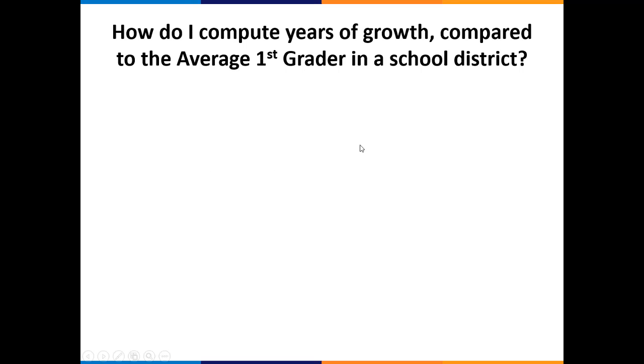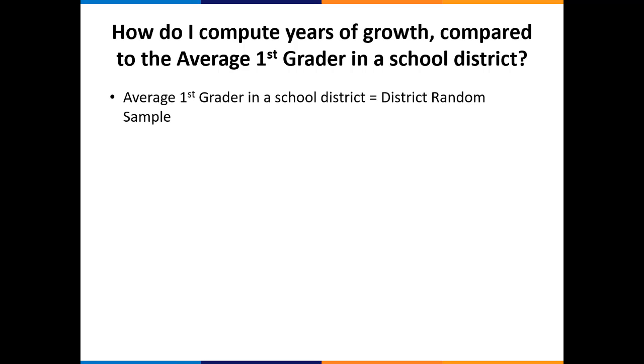All right, so we're going to move on to our next one. How do I compute years of growth compared to the average first grader in my school district? Well, easy enough. In this case, the average first grader in the school district is just your district random sample. So we're going to use the data from the schools that collected the random sample data in your school district. And we are going to use table 3.7 from your school district report. And we are going to use a calculator. And that's it. That's all we need.